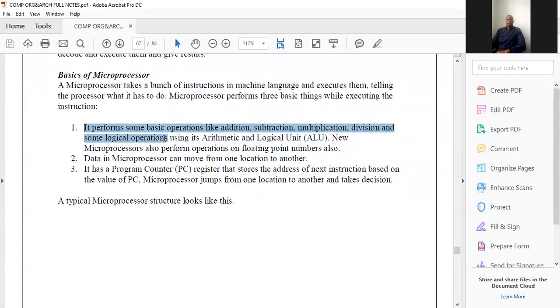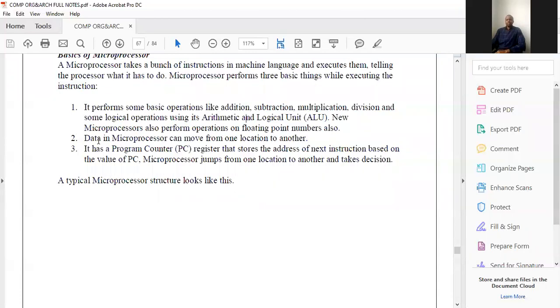So the first function is to perform arithmetic operations and logical operations. Then the other is to move processes or instructions from one location to another. For instance, the processor can move the results of instructions that it has executed from the CPU to the RAM, all right, or from the CPU to the hard disk.